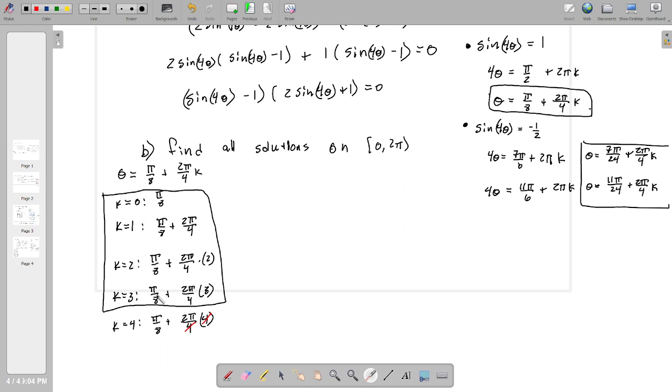Now you can also check them by just adding them up. 3 times 2 is 6. We'd have 6 pi over 4 plus pi over 8. If you actually add those together, you'll see that it's less than 2 pi. Let me do the other ones.